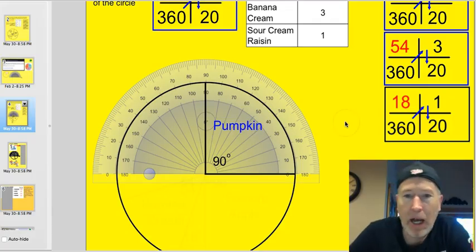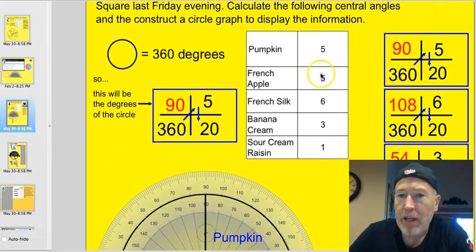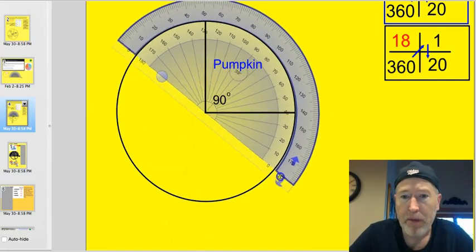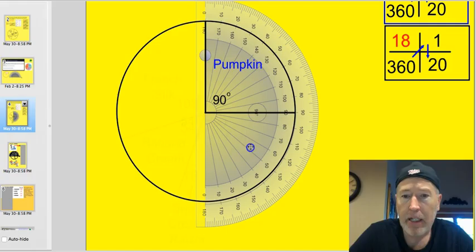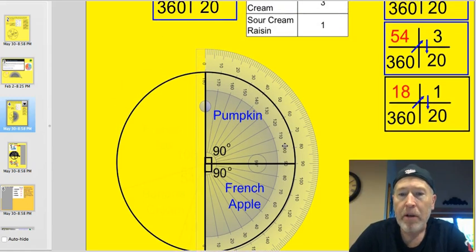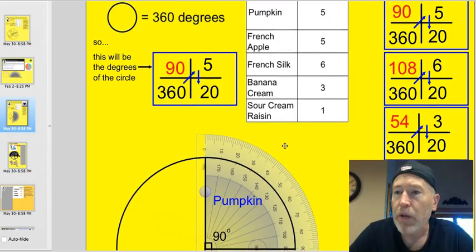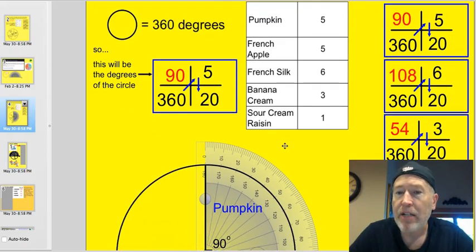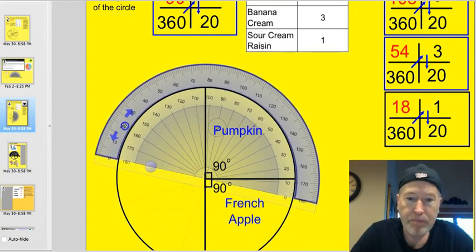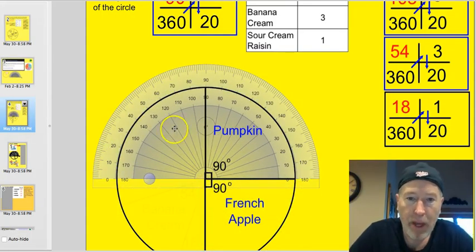All right. Let's go ahead and do these then. We have to do the French apple. That's another 90. That should be pretty simple. So I should be able to just pivot this guy down and click that in. And there's my French apple. And you can see I show that they're 90-degree angles. Those are the central angles. And let's see, what else have we got? We have got 108 for French silk. So let me go back and see if I can find where I put that one.